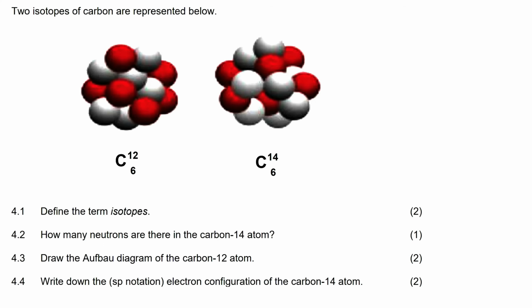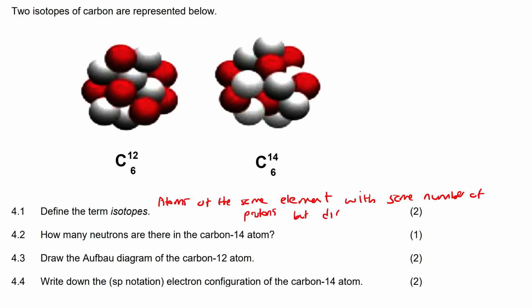So now we can begin. So what are isotopes? Isotopes are atoms of the same element, like I showed you fluorine and fluorine, with the same number of protons, but a different neutron number. Okay, this one.